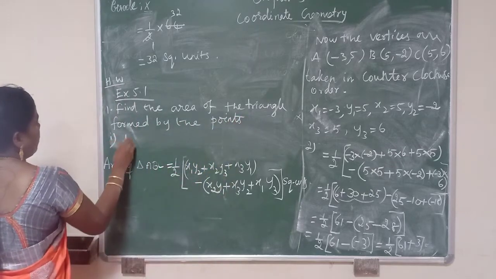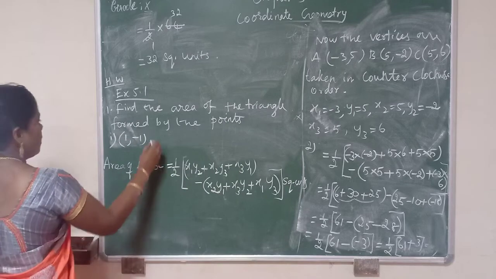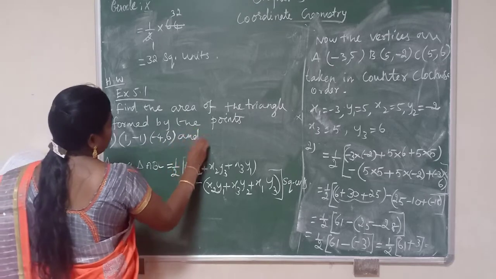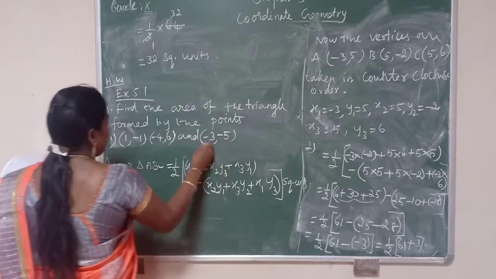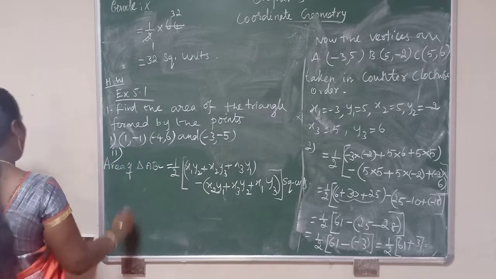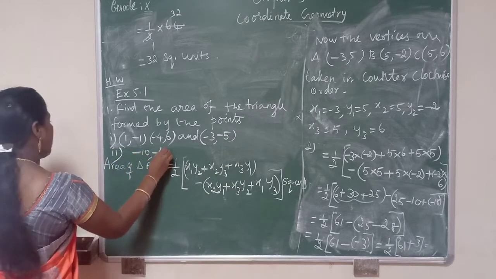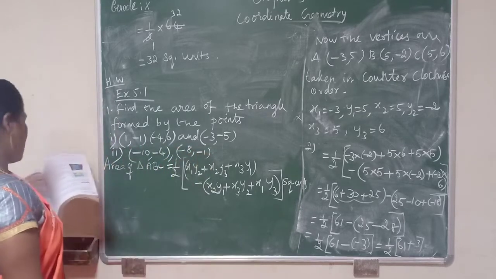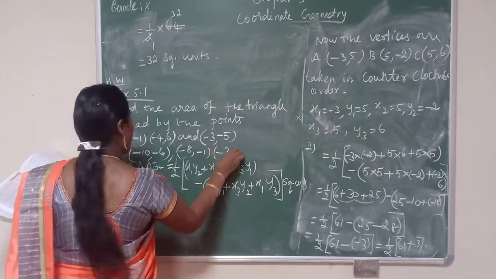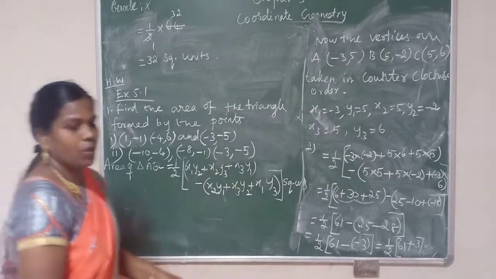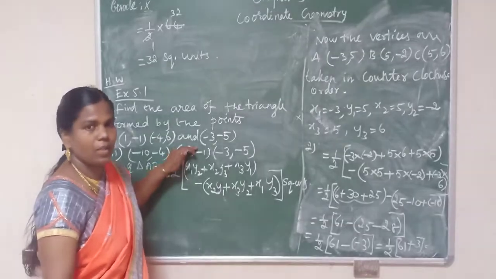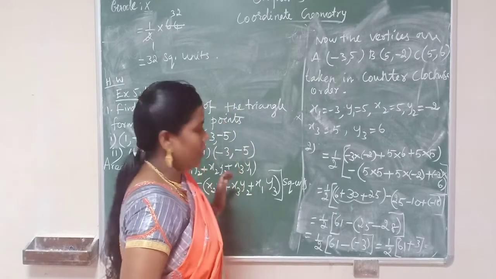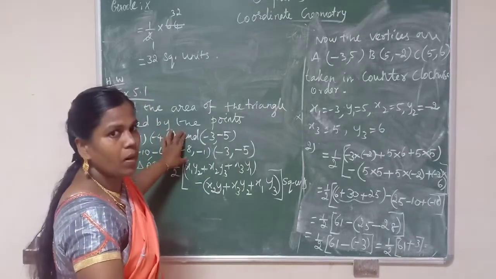First one: 1 comma minus 1, minus 4 comma 6, and minus 3 comma minus 5. Second question: minus 10 comma minus 4, and minus 8 comma minus 1, and minus 3 comma minus 3. Okay, the same way you have to do. With the same formula, first you have to plot the points in the given order. After that you have to use the formula. Both are very simple only, completed.